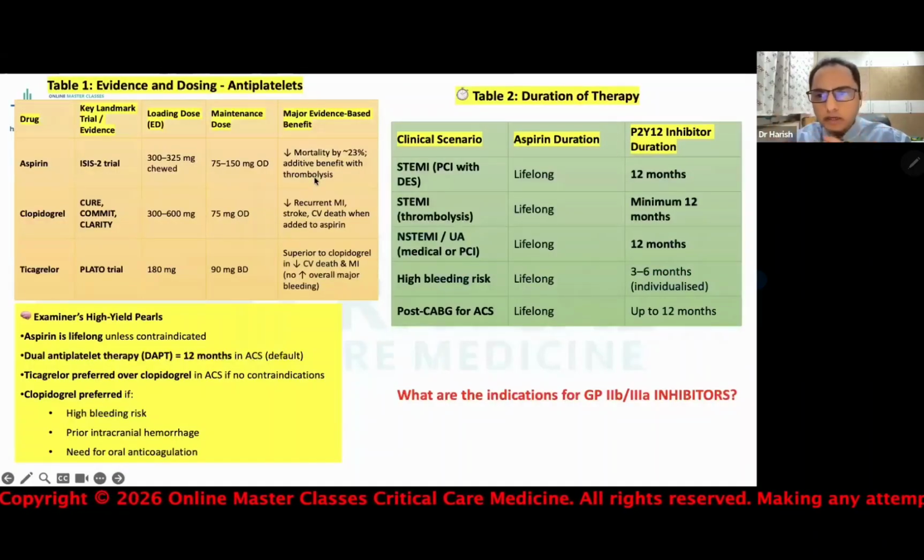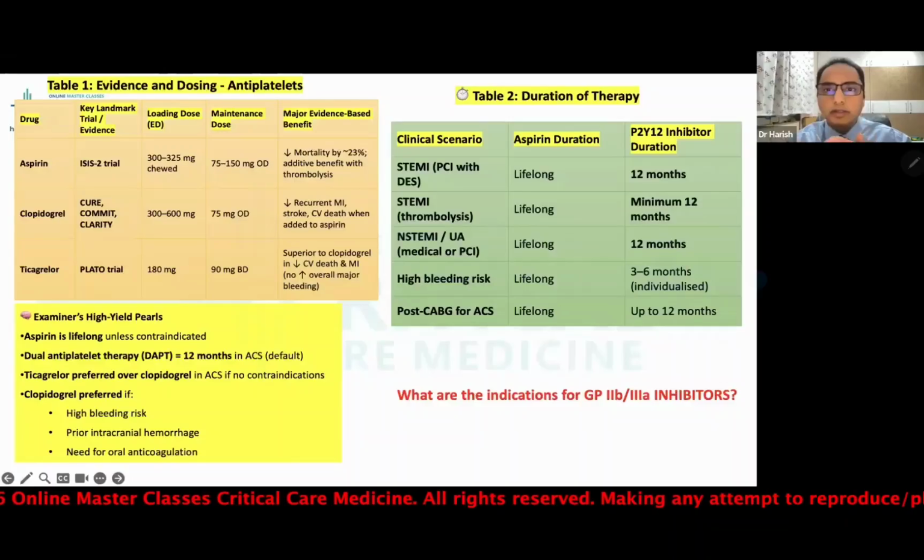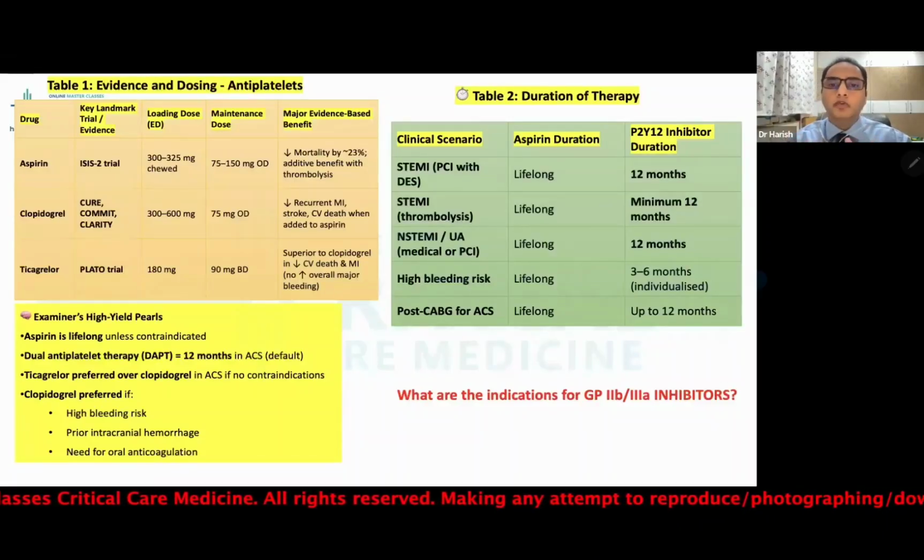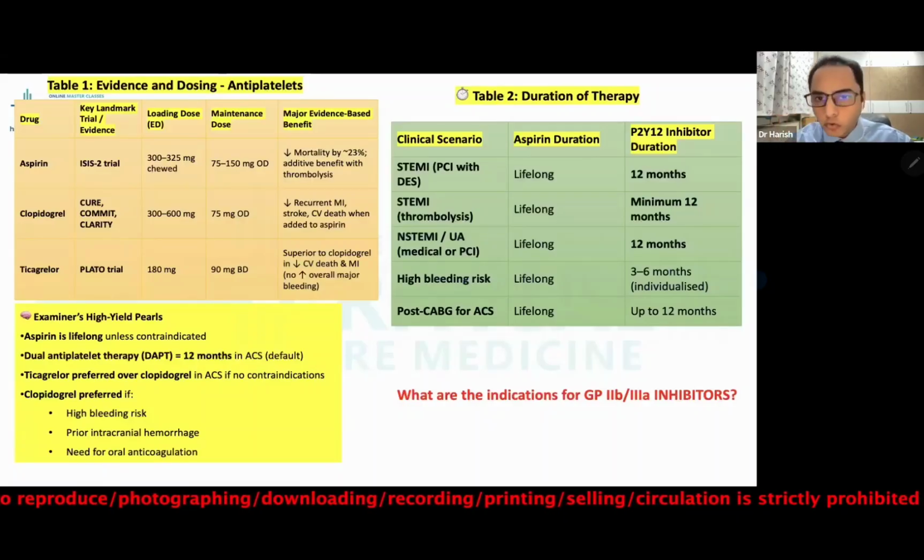Okay. So next, in depth on antiplatelets, anticoagulation. Next is thrombolytic agents. Glycoprotein 2b3a inhibitors. Your viva can land you in trouble if you don't know all these things.